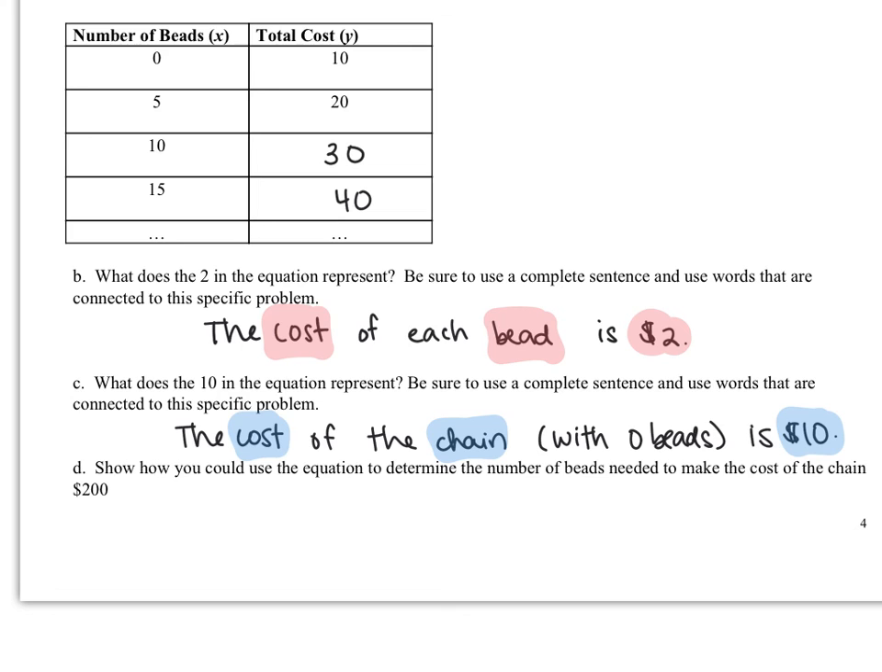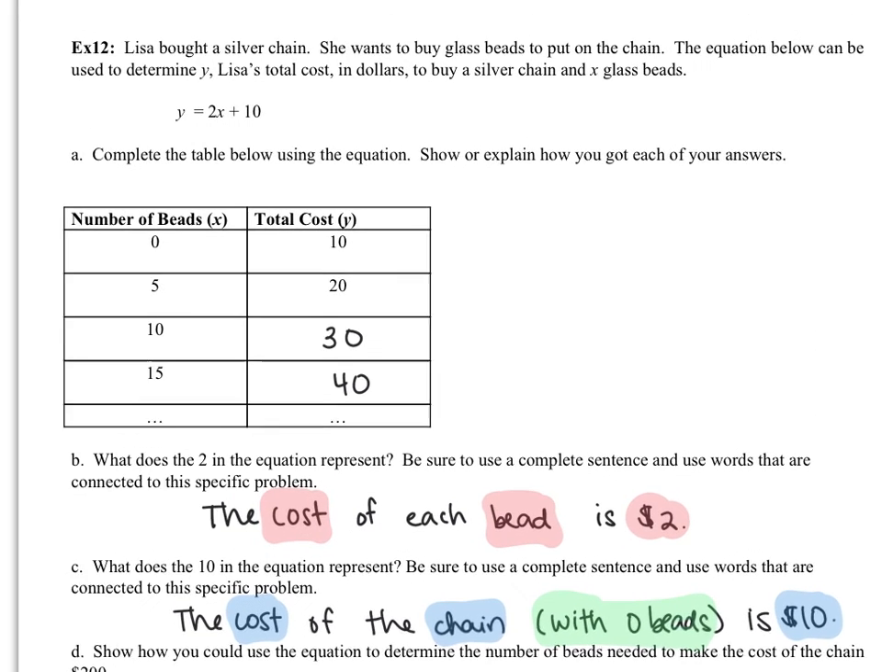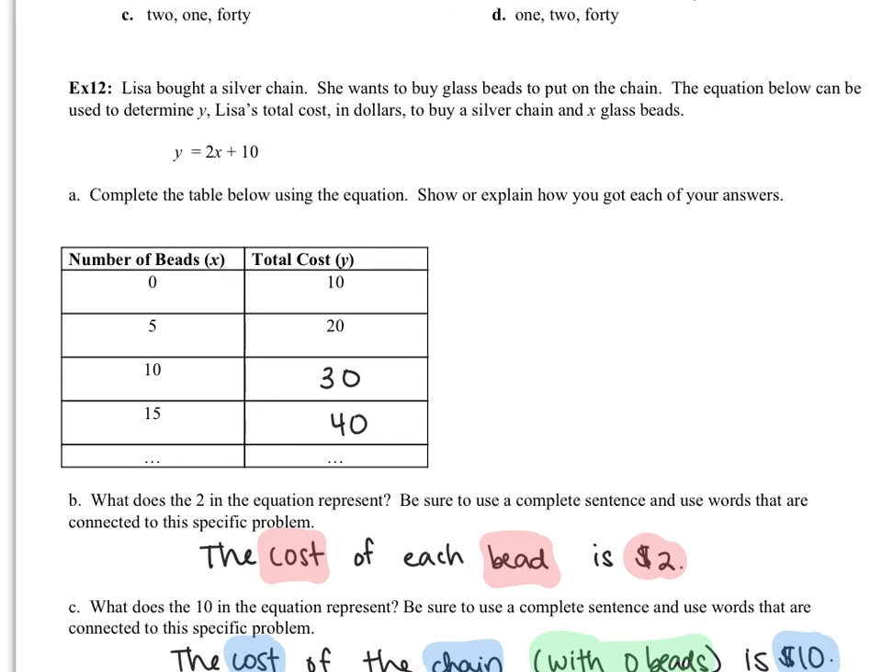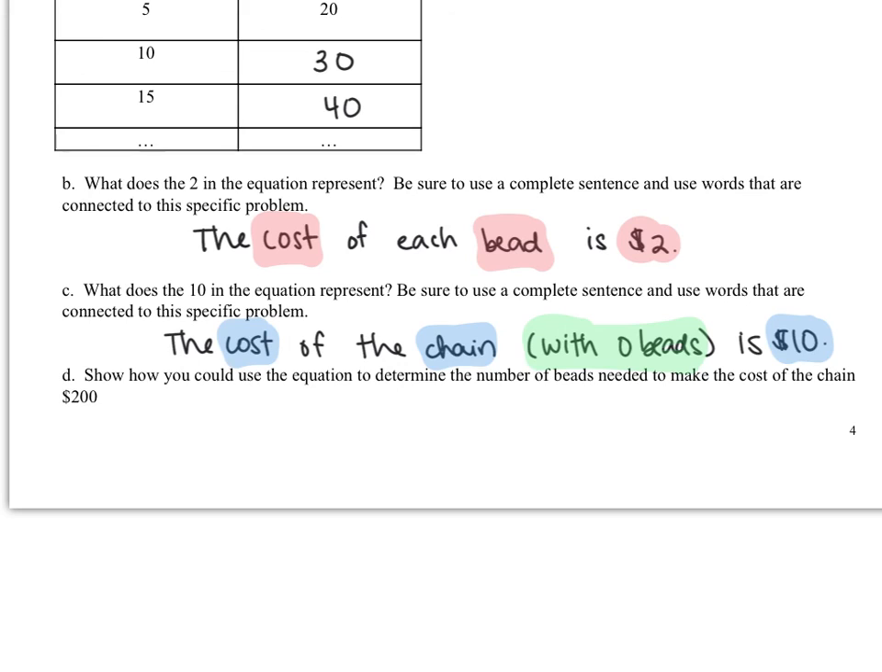And I also want to point out that this would be with 0 beads. Because in the equation, if my x value were 0, 2 times 0 would be 0, but I'd still be paying $10. That $10 must represent the cost of the chain.